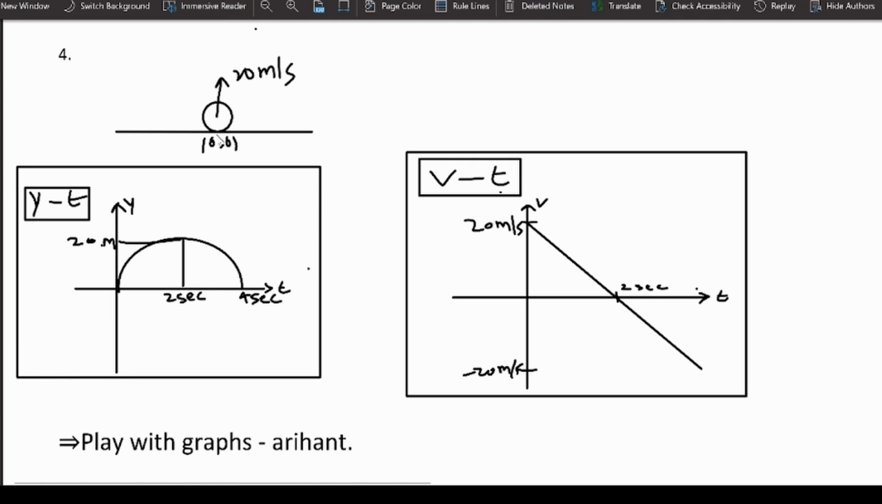Moving on. You can find out these values by simple kinematic equations. So in a YT graph, it's a parabolic motion, it's a ballistic motion. At time 2 seconds, the projectile reaches its highest point, that is 20 meters, which is again found by simple kinematic equations. And then the time of flight is 4 seconds, and this can be depicted this way in this graph. Does this make sense to you guys?